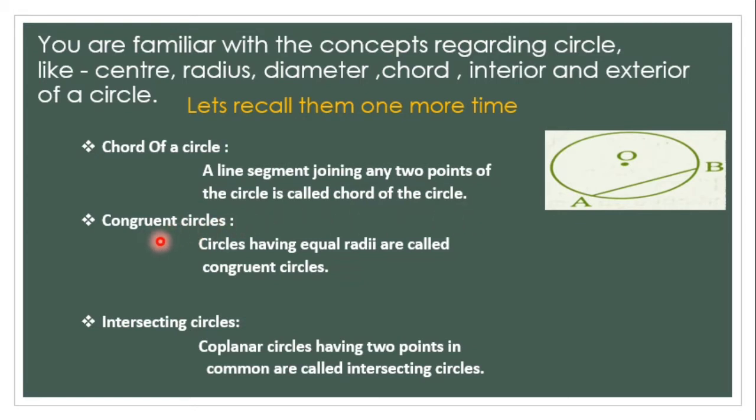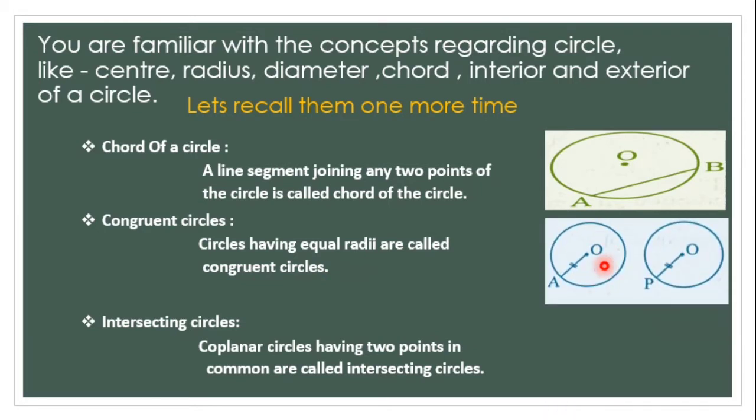Next definition is congruent circles. So what are congruent circles? Circles having equal radii are called congruent circles, and for reference here is the figure. Here you can see two different circles having center O, but the radius of the first circle is OA and the radius of the other circle is OP. You can see in the figure they have the same radii. That's why we are saying them congruent circles.